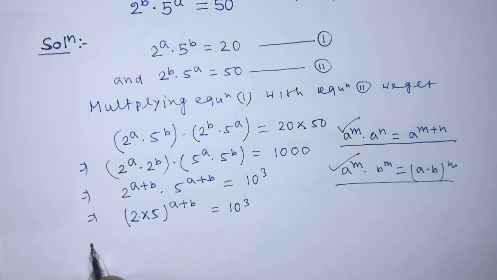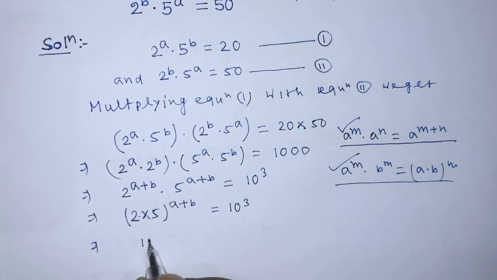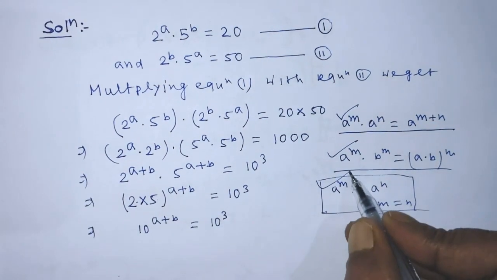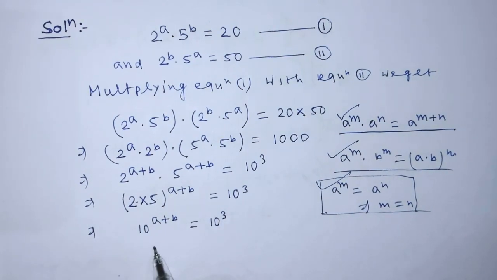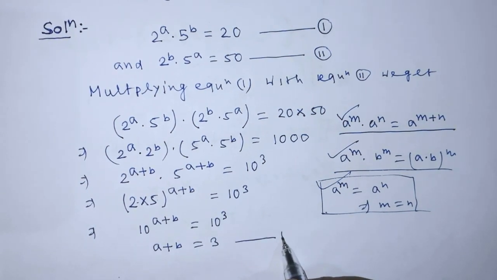So student, on the left hand side we can write in here 10^(a+b) is equal to, on the right hand side again we have to write 10^3. So student, according to this formula we can write from this equation a plus b is equal to 3. So this is equation number 3.